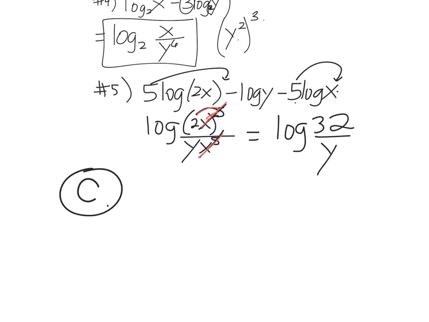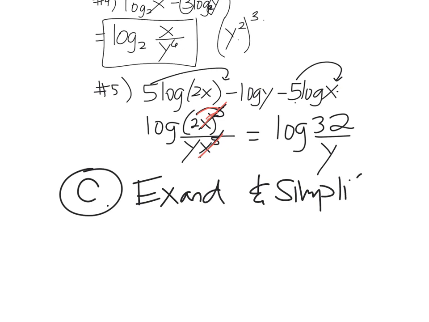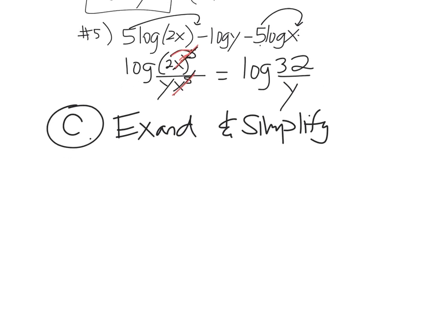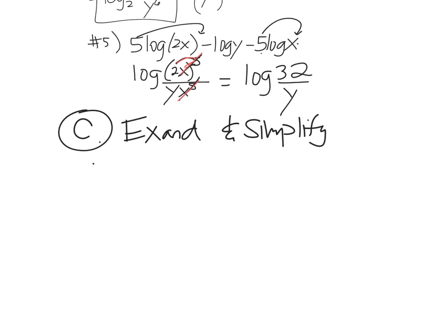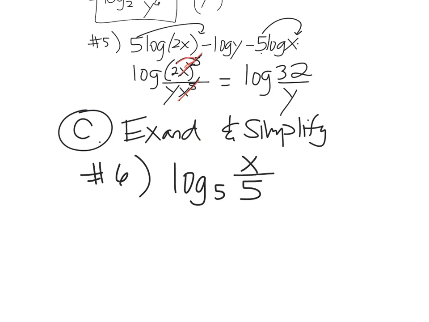Okay, last part. Now we're going to expand and simplify. We're going the other way. Expand and simplify if possible. Okay, so number 6. Let's do log base 5 of x over 5. So now we have a log of some stuff, and we need to expand it into as many logs as we see. For this one, I have just 2 parts. I have x and I have 5.